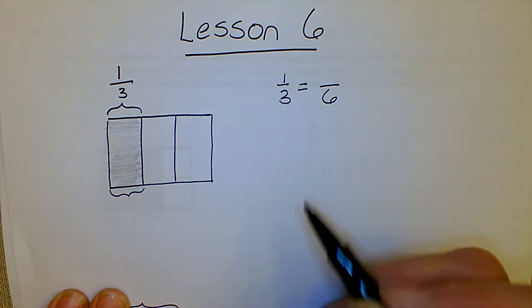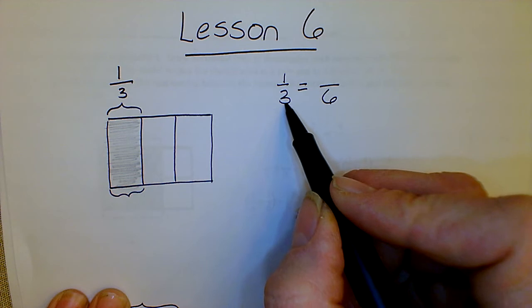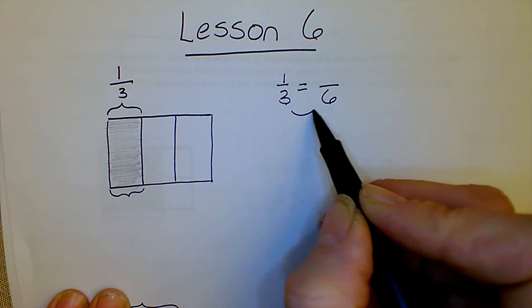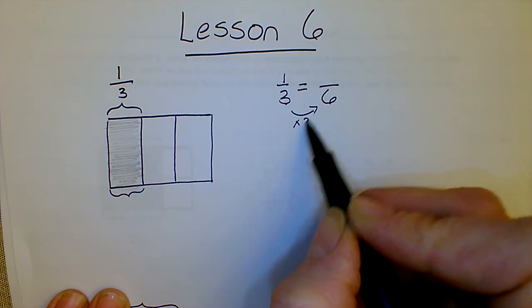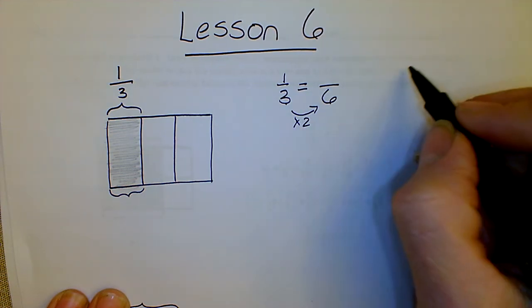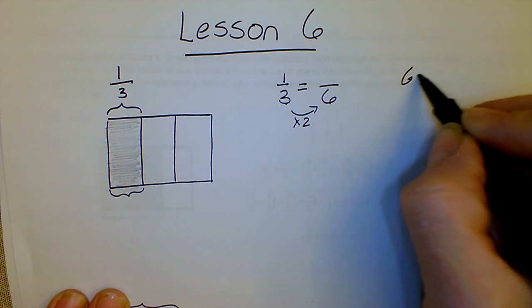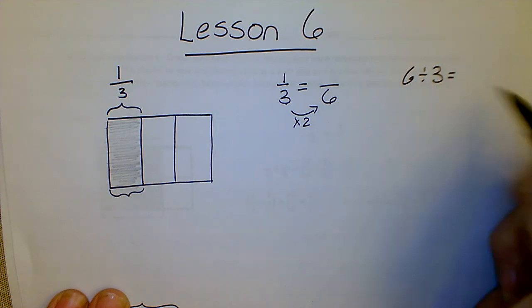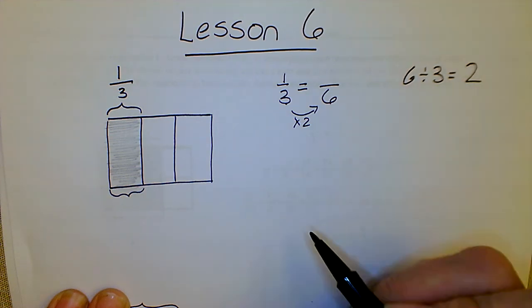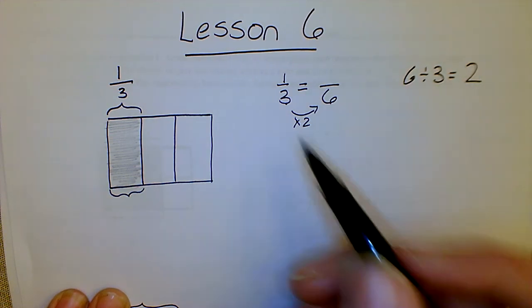And so what we decided to do is we said, well, what would I have to multiply 3 times to turn it into 6? I would have to multiply that by 2. And another way to think about that is to say 6 divided by 3 would give me 2. And that was a little kind of thing that I showed you.